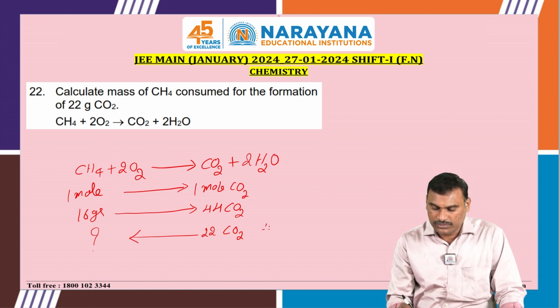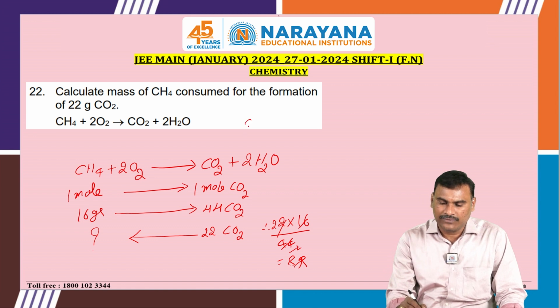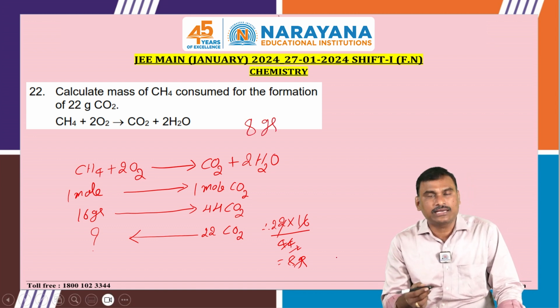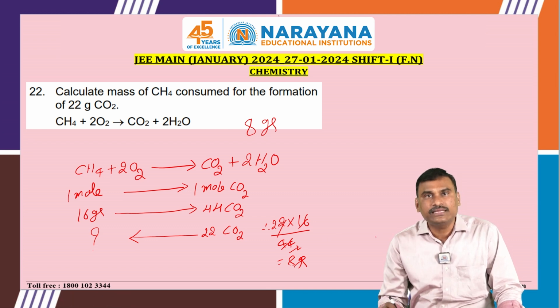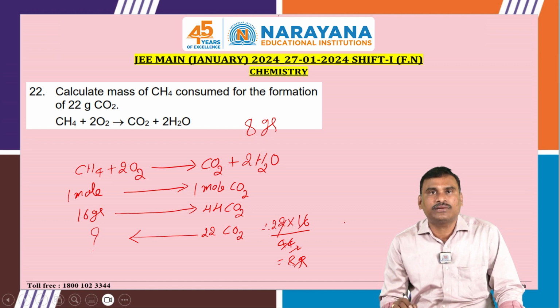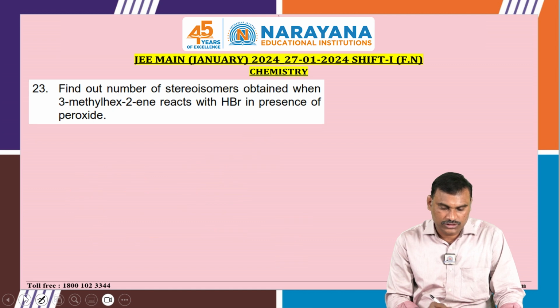So 22 into 16 by 44, that is 8 grams. Therefore 8 grams of methane is required to combust to get 22 grams of CO2, and the answer is also given in grams. Now let us go for the next question.